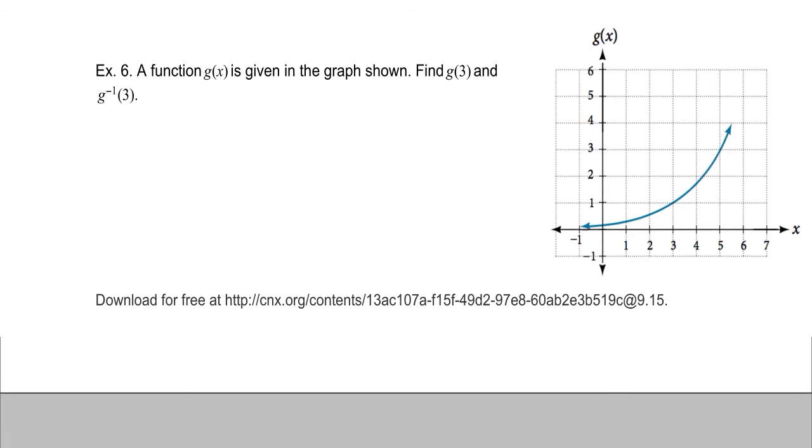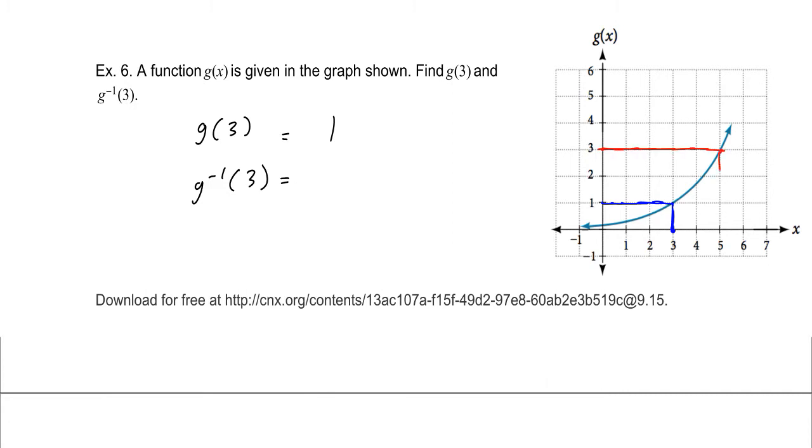Find g of 3 and g of negative 3, or g inverse of 3. g of 3 means my input is 3, so I'm going to go to where my input is 3. Checking up here, my graph has an output of 1 at that point. So g of 3 equals 1. g inverse of 3 means my output is 3, and I'm doing the same thing. Go over my graph and see what the input is at that point. The input appears to be 5, so g inverse of 3 equals 5.